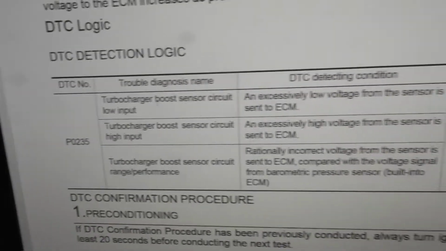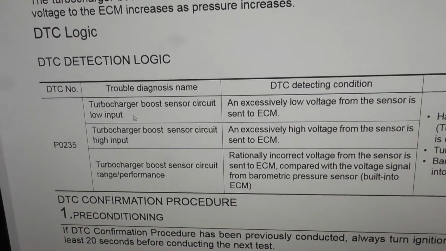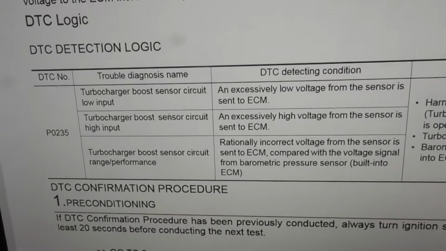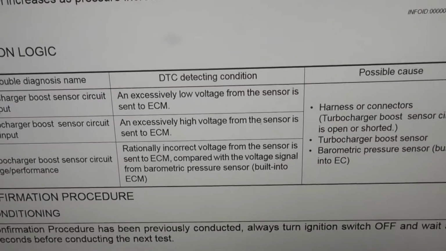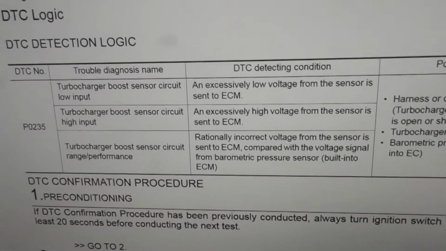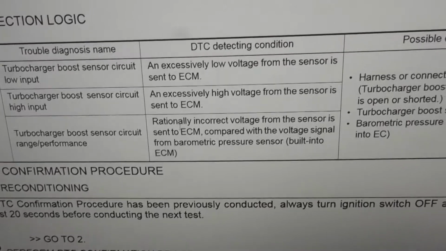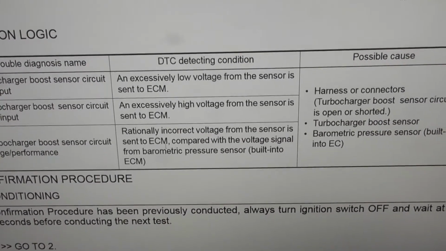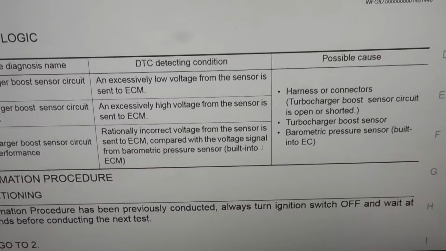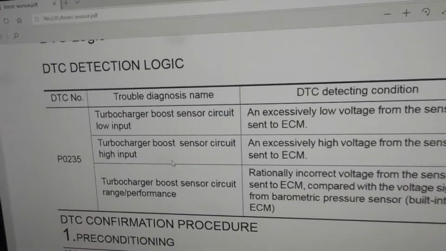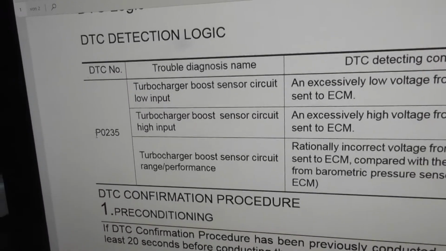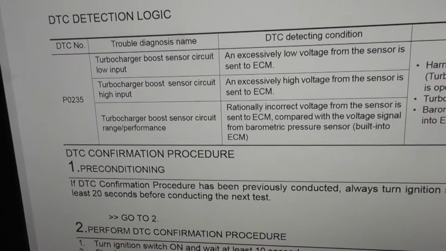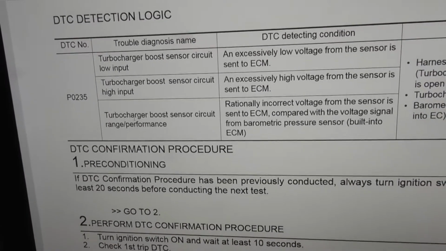P0345 is exactly what we have here. Turbocharger boost sensor circuit input low: excessively low voltage from the sensor to the ECM. Turbocharger circuit high: extremely high at the output. And range performance: that means the reading from the sensor is out of range compared to the barometric sensor built into the ECU. Okay, so I have three possibilities that can set this code. It's a bit unsexy because I don't know which of these three we have exactly here in this car.